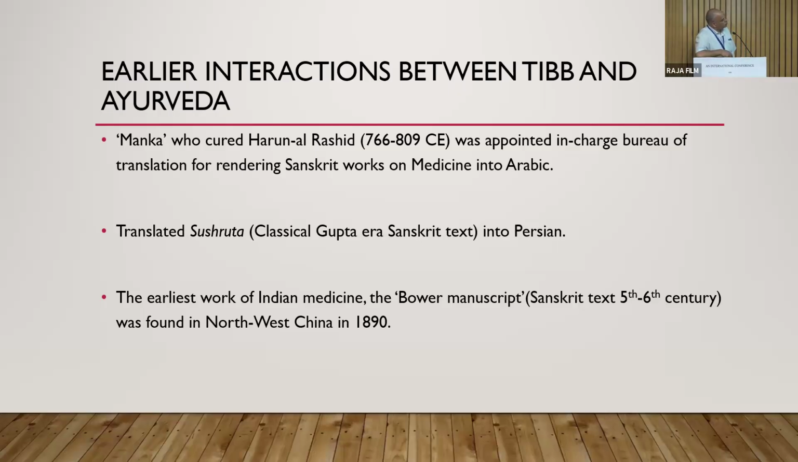Similarly, the Shushruta, the classic text of Ayurveda, was translated into Persian. It was before the Mughals came or the Sultanate period. And one manuscript, known as the Bower manuscript, very important for Indian medicine, was found in northwest China, the Turkestan region of China. So it is a link between Central Asia and this Indian work.